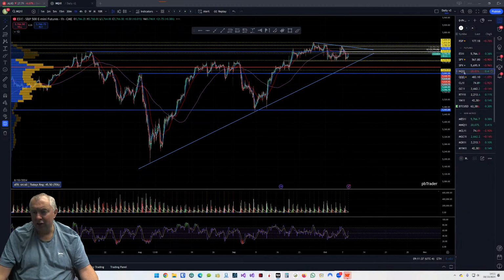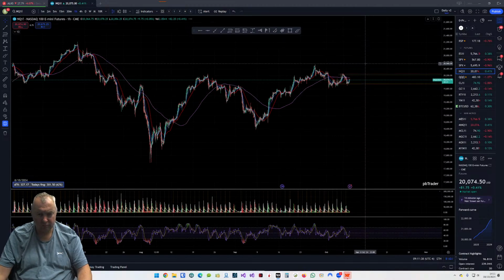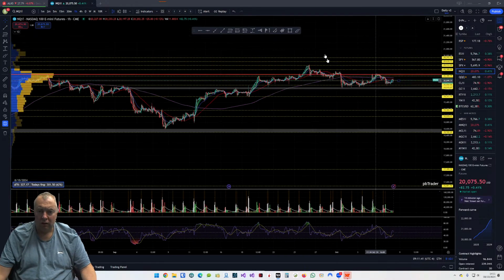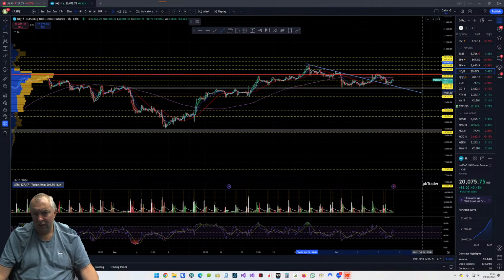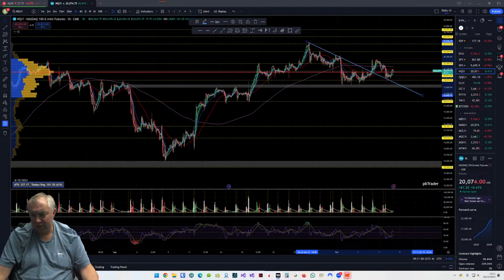Okay, and then NQ, same trend line we can put in. In fact, you can see that's flipped, showing it a bit more bullish. So we held it there, came back out, and then finally broke through, came back and retested it.